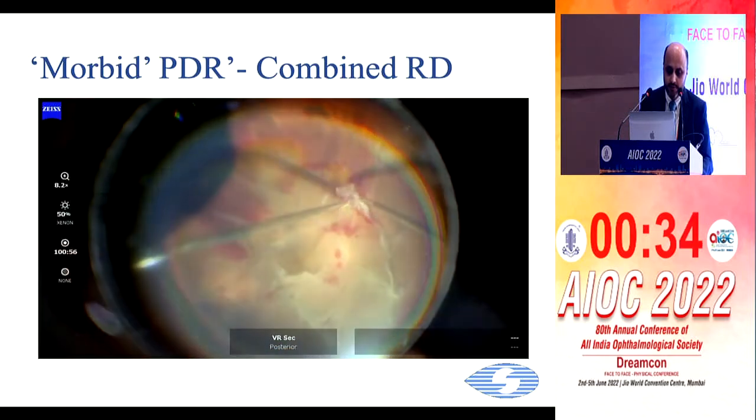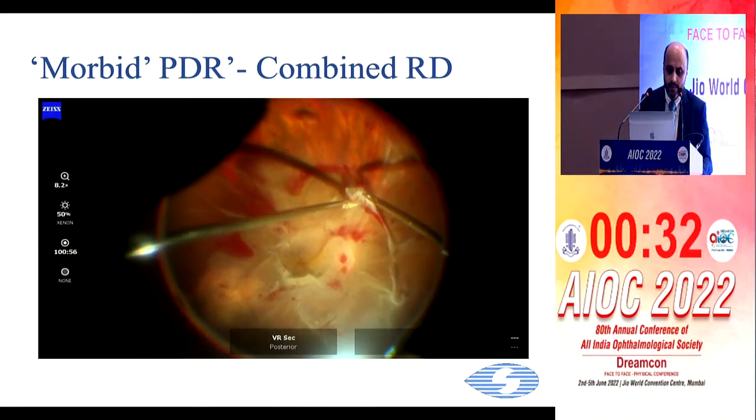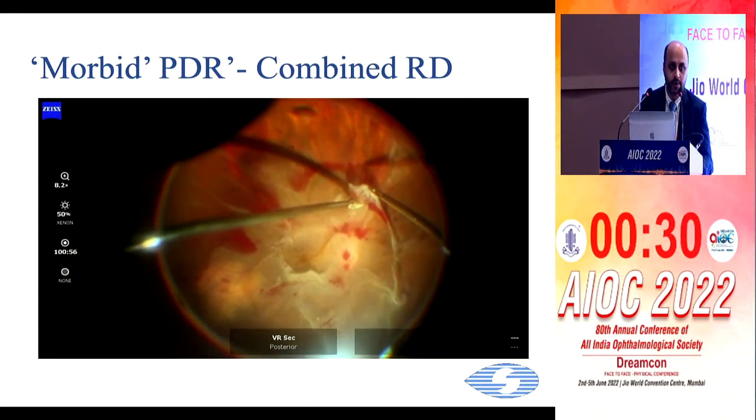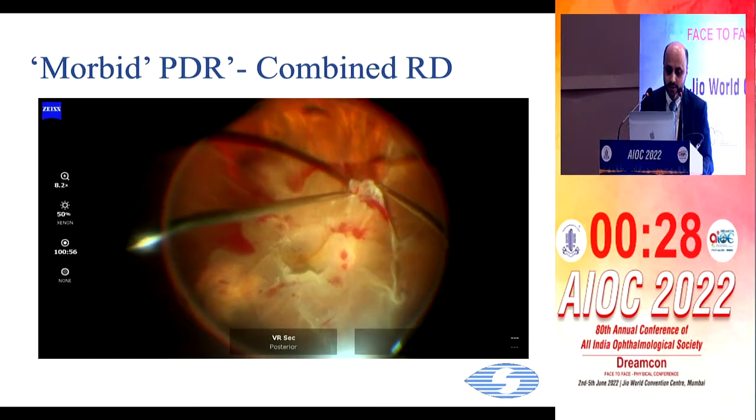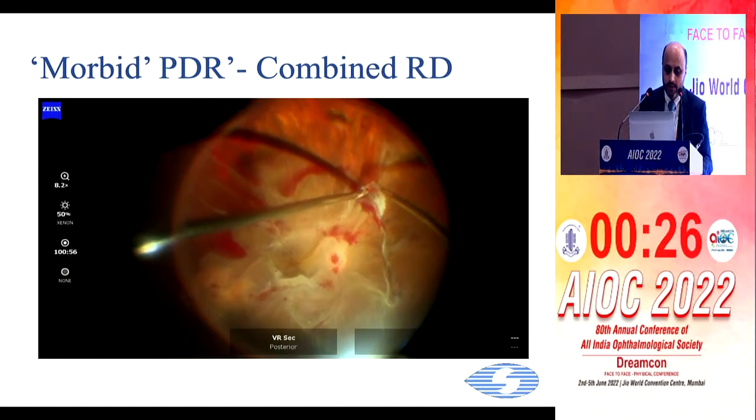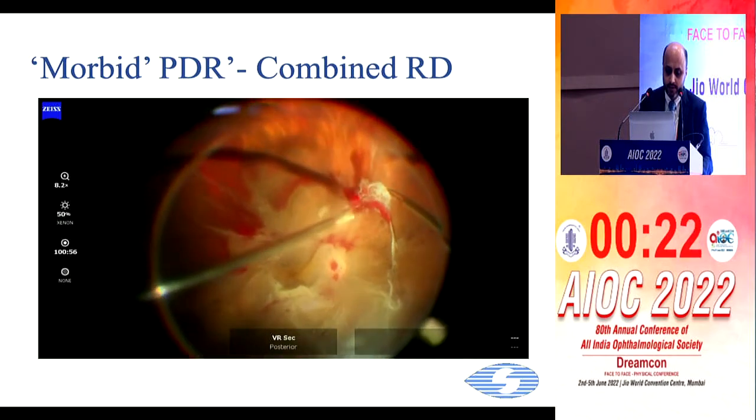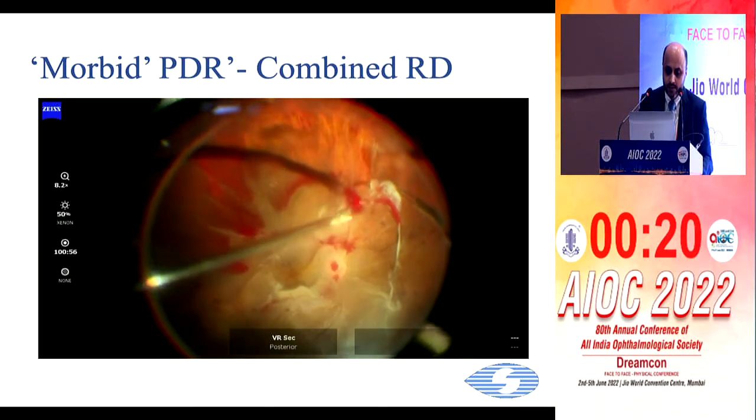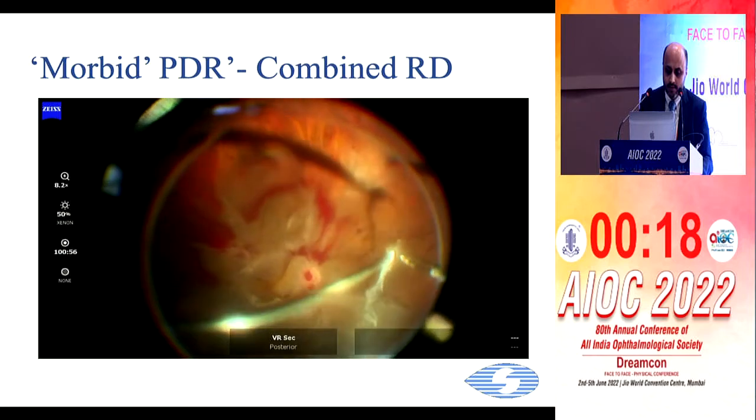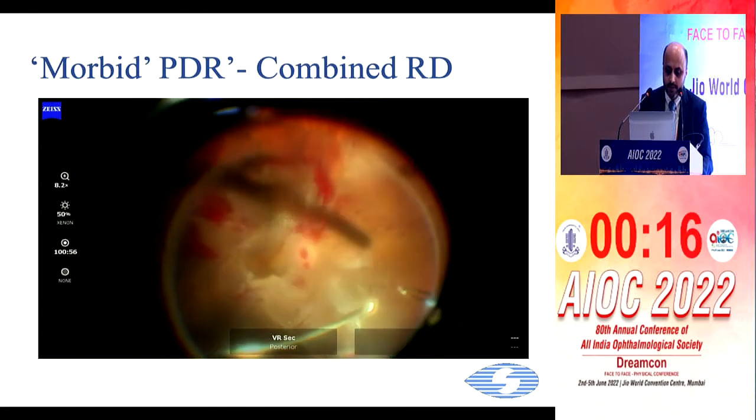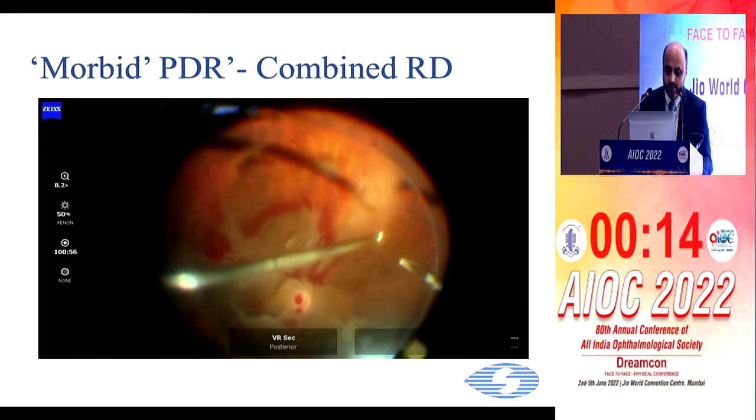and slowly you're able to remove the membrane quite atraumatically. In this case, we had an inferior nasal pre-existing break, so again bimanually we went around the break, trying not to extend it any further, and finally completing the case. And this was again an anterior extension of the hyaloid, and we separated that.